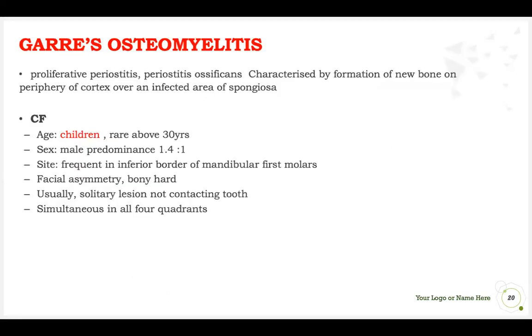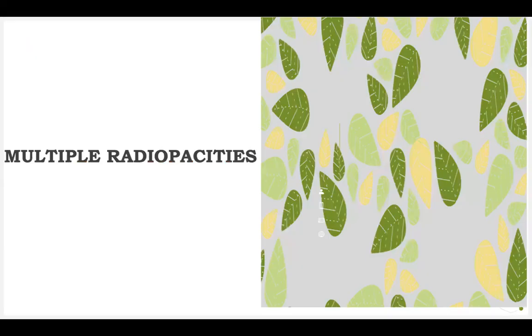Treatment is surgical excision. Garre's osteomyelitis, proliferative periosteitis is another name, usually seen in children, and very rarely is it seen above the age of 30 years. A male predominance is seen. The site most frequently is the inferior quarter of the mandibular first molar. Facial asymmetry is very common. And simultaneously, it can be seen in all the four quadrants.